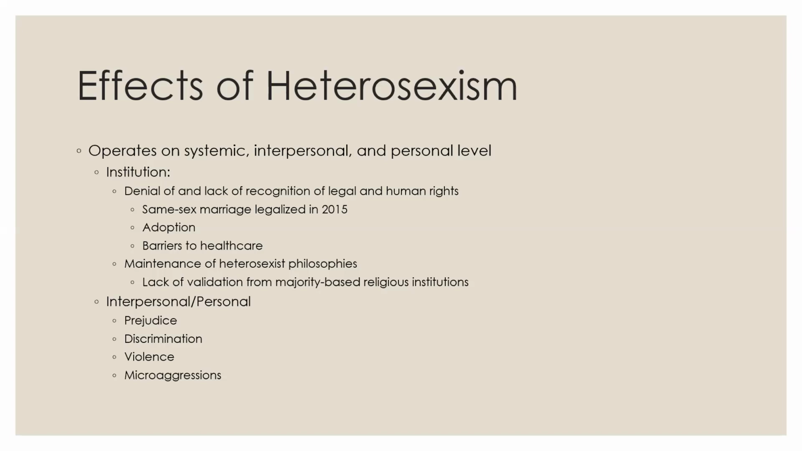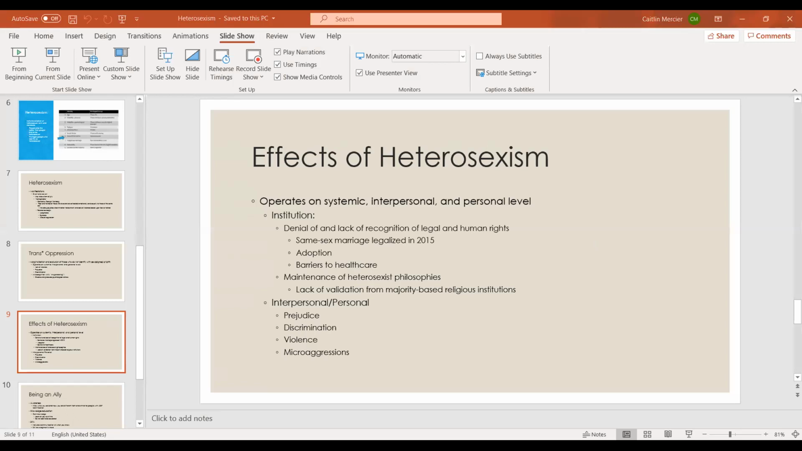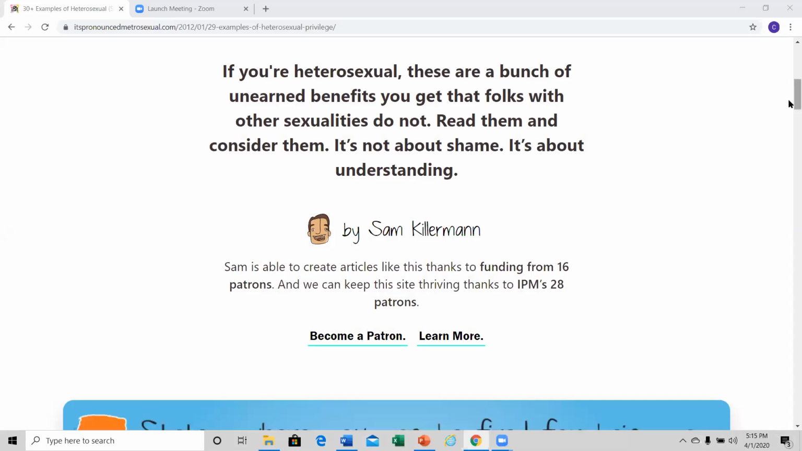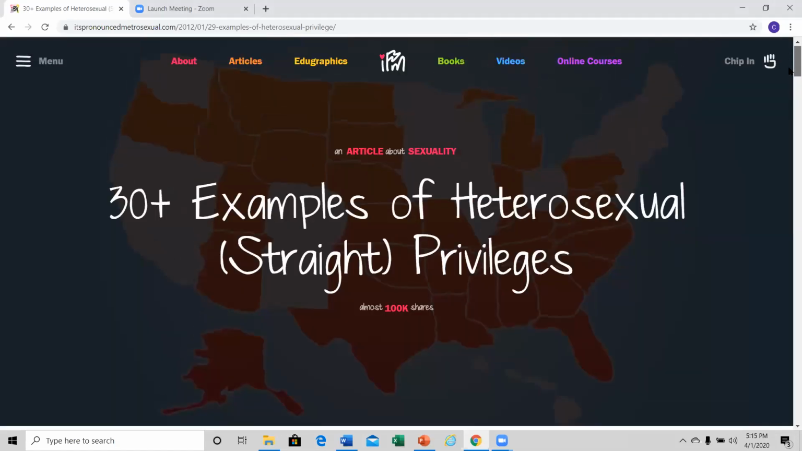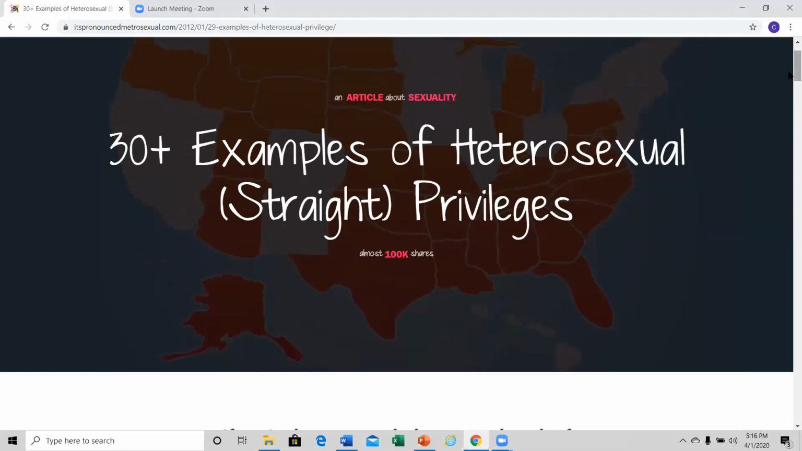So the next part, what I want to talk about is privileges. So identification with being heterosexual, there are privileges that are associated with that identity. So I'm gonna switch over my screen here. Okay. So what you should see is this article that I pulled up here, 30 plus examples of heterosexual or straight privileges.